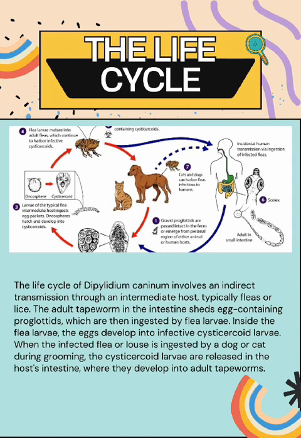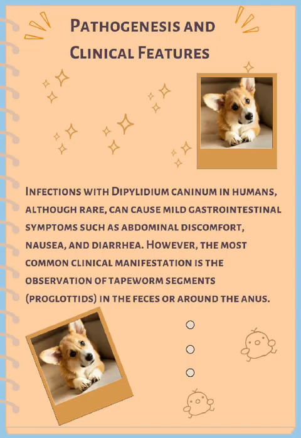Last is releasing eggs. As the adult tapeworms mature, new proglottids containing eggs are produced at the posterior end of the worm. These proglottids eventually break off and are passed out of the host body in feces, completing the life cycle. Now let's proceed to the pathogenesis and clinical features of Dipylidium caninum.